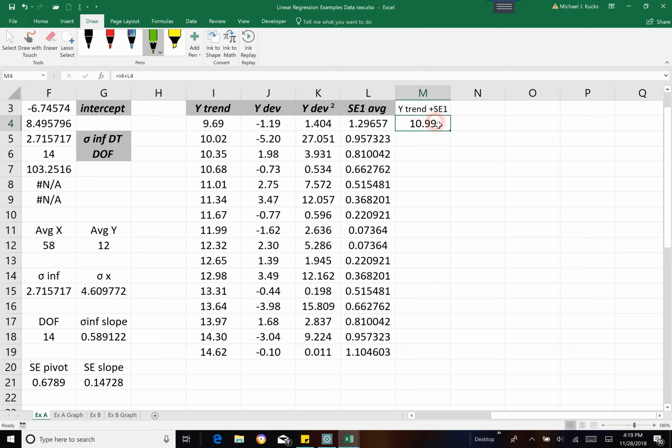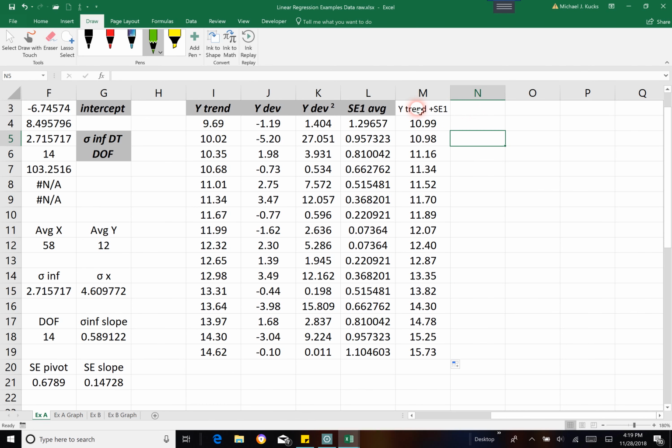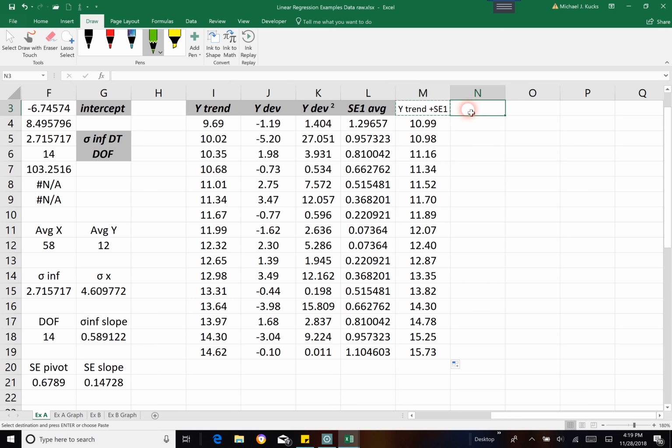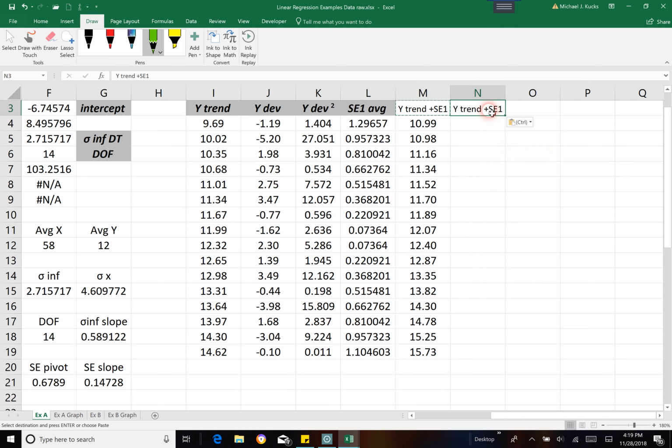and then I'm just going to copy this down, and then I'm going to do this same thing, only I'm now going to subtract. So I'm going to say equals the Y trend minus, because our errors are always plus minus. So we're going to do one column of plus and one column of minus.